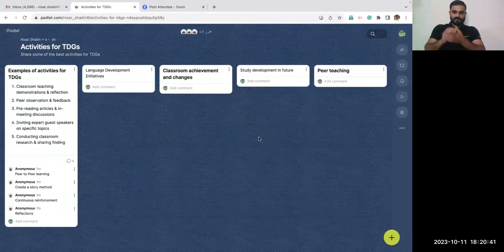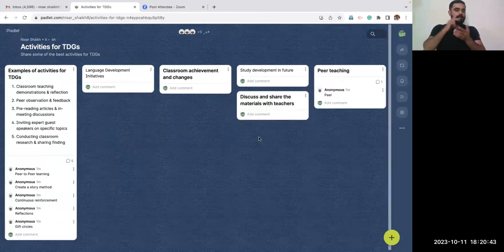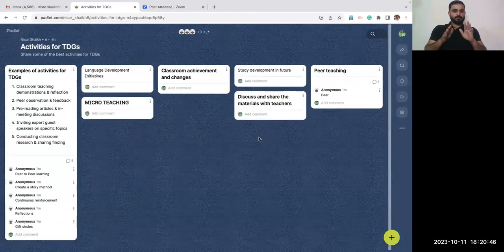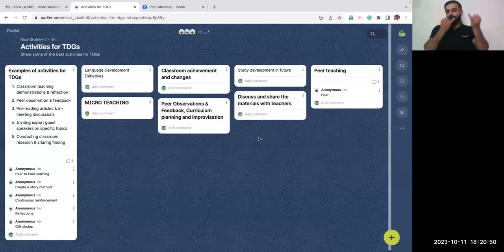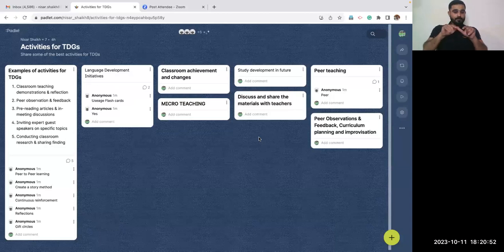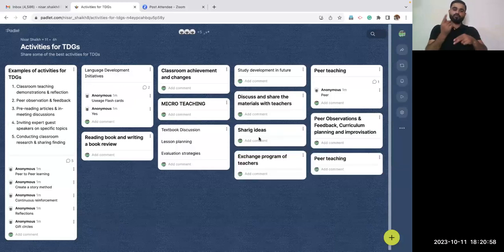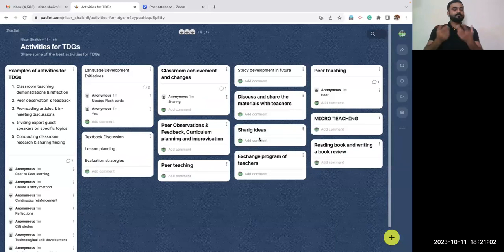Friends, I'm going to keep this link active, maybe after the webinar as well. You can share your ideas now, but after the webinar as well, you can share ideas on this Padlet wall. And this wall can be used as a resource for all of us, as activities for teacher development groups. We can keep this as a resource for all of us.